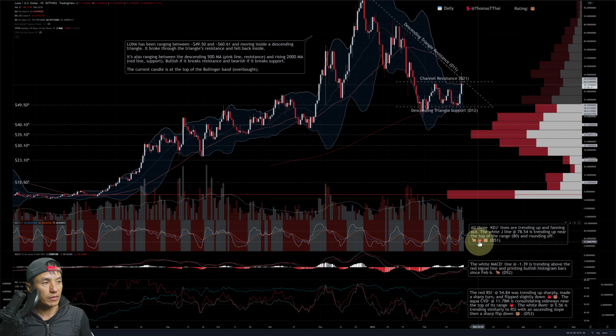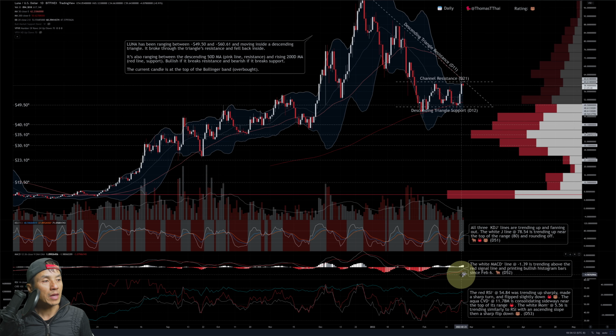Let's go further down. All three KDJ lines are fanning up. You can see that that's bullish. But the white KDJ line has a bend in it on the current day, and it's curving. So more than likely it'll round off at the top and go sideways for maybe a day or two and then flip back down. That's why I have a bull, a crab, and a bear. It'll go up slightly, potentially crabbing sideways, then drop back down.